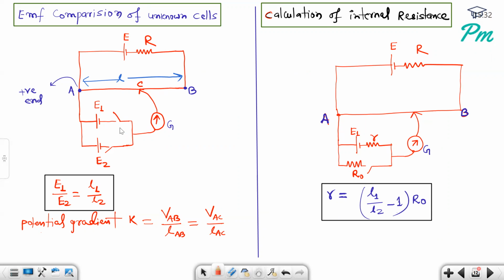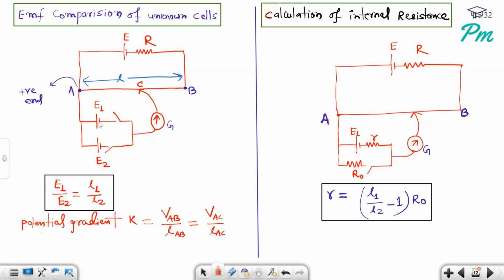Now suppose we press this key and open this key, so this cell E1 is in the circuit and E2 is out of the circuit. In that case we see the deflection of the galvanometer by sliding the key over the potentiometer wire, and note the point where the deflection of the galvanometer is 0. Suppose that length is L1 from end A. Now in the second case, open this switch and close this switch and measure the length from end A. Again, suppose it is L2.